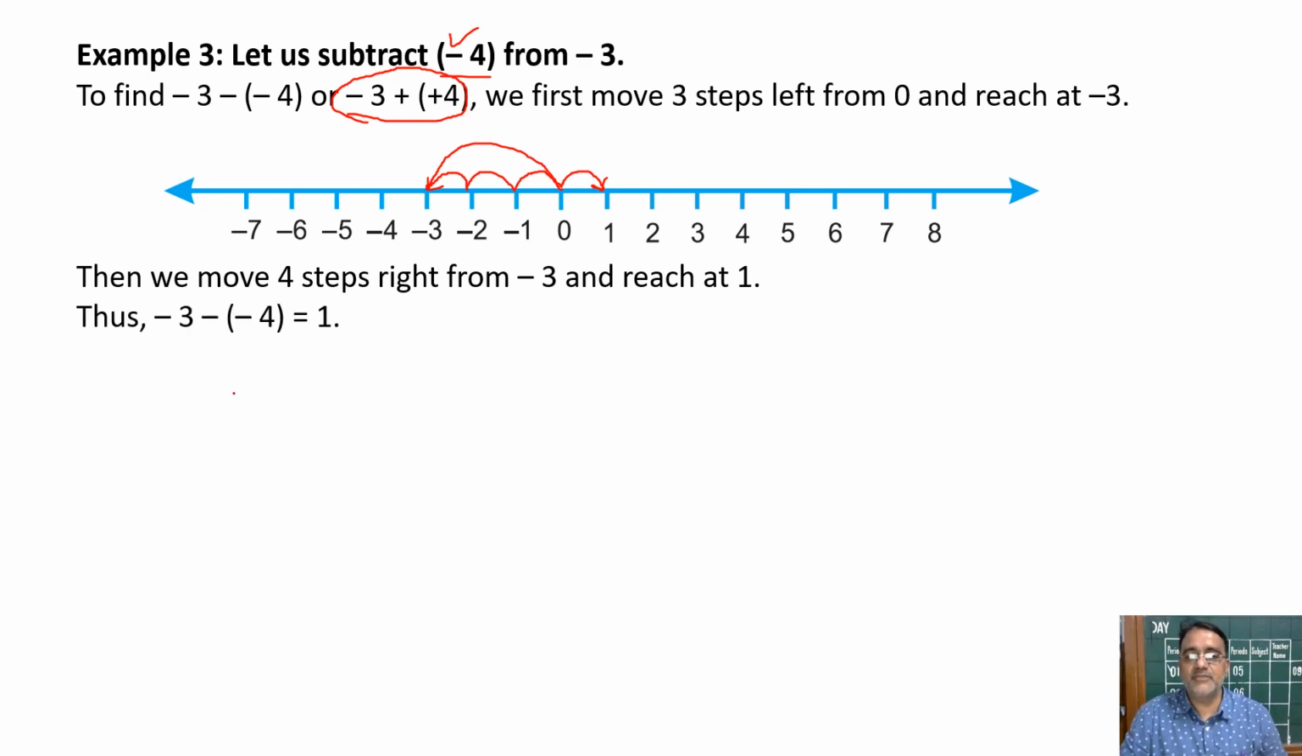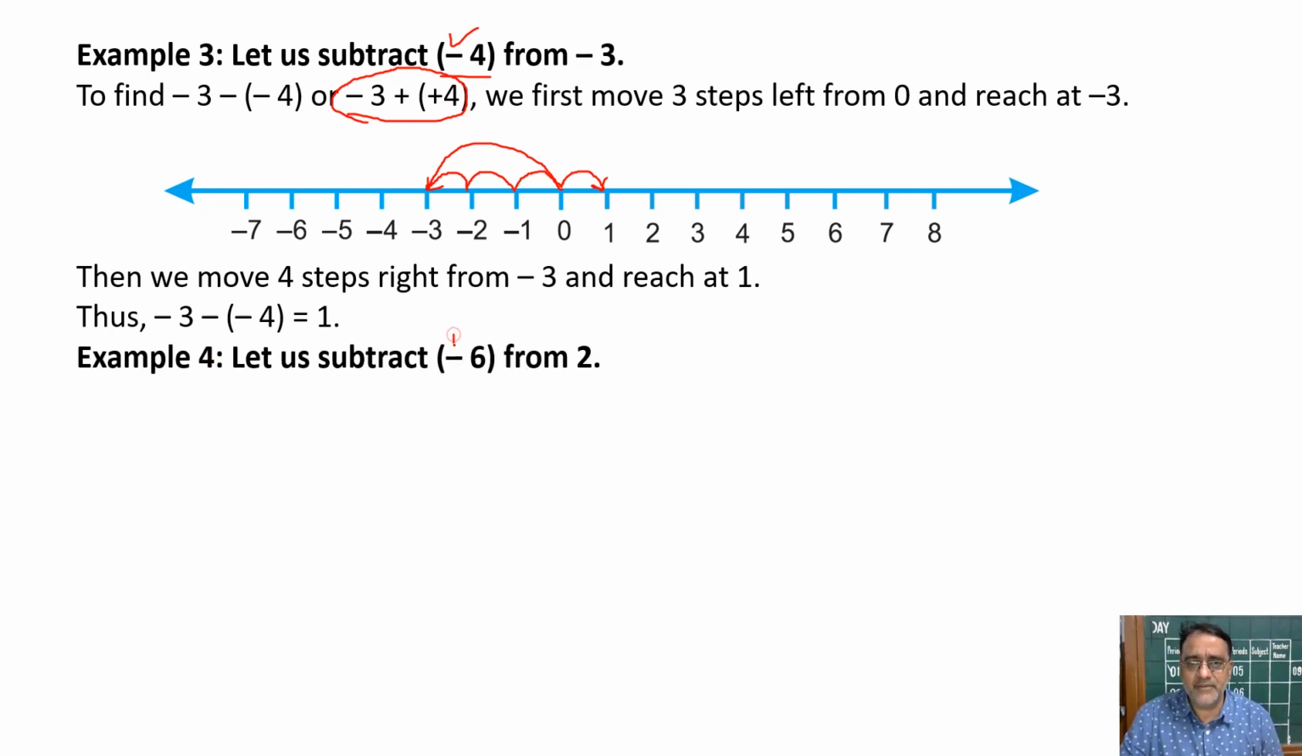Okay, so this we can do without number line also. Just to explain the property, we are doing this activity using number line. Okay, one more example. Let us subtract one more negative integer, -6, from 2. So what is the additive inverse of -6?